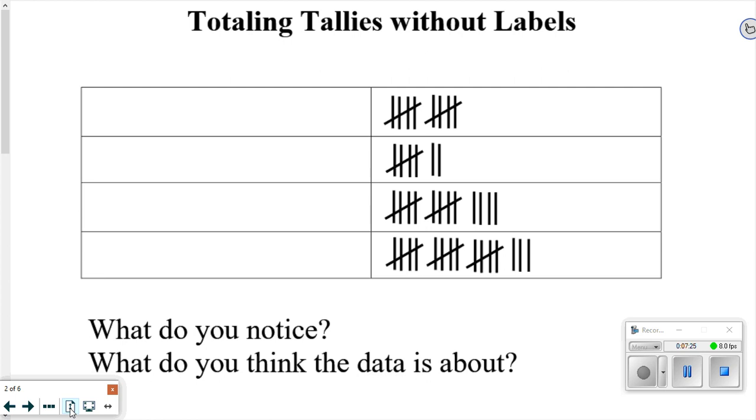Mackenzie, what are you noticing? Okay, I don't see any numbers on this. How does Mackenzie know that they're different numbers? Because I don't see any numbers. What are those things that I'm looking at? Jalen? Those are tally marks.